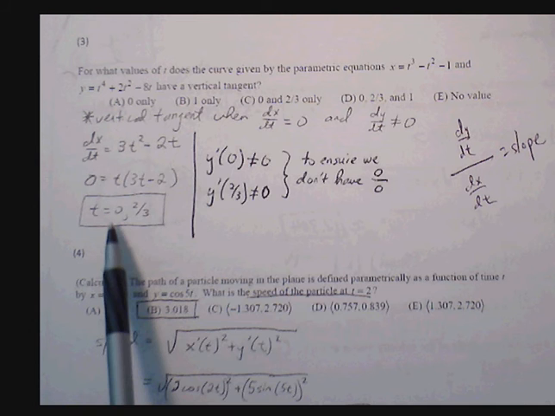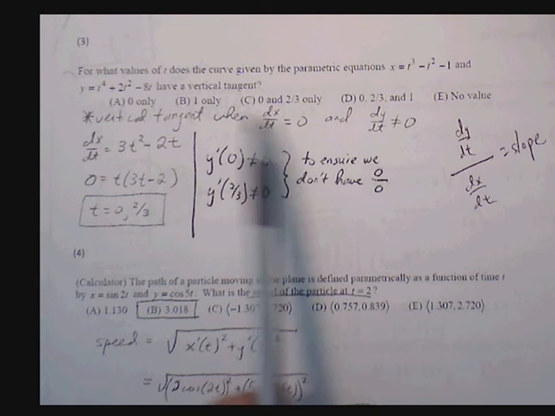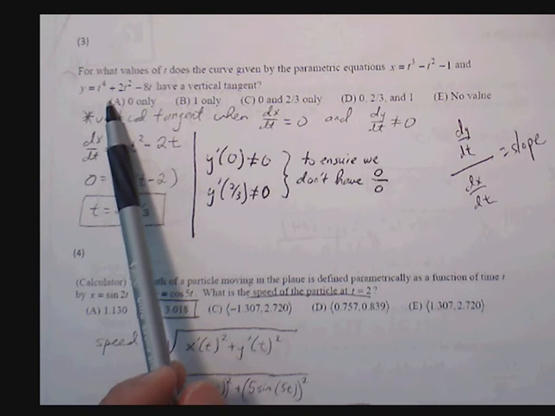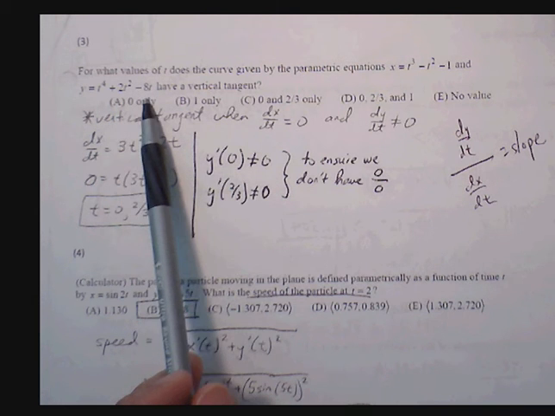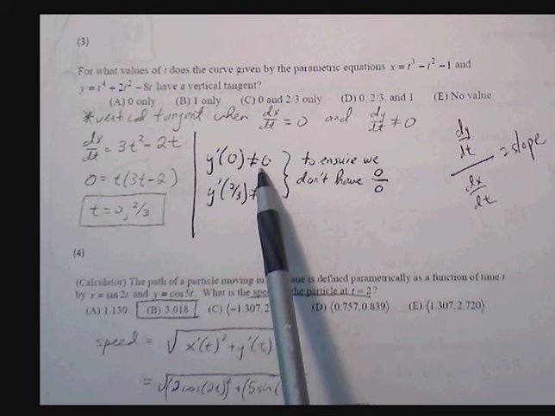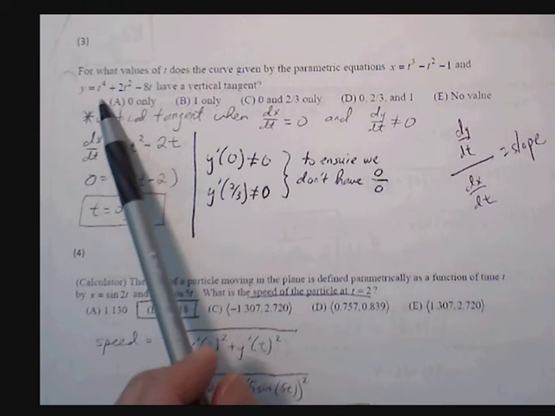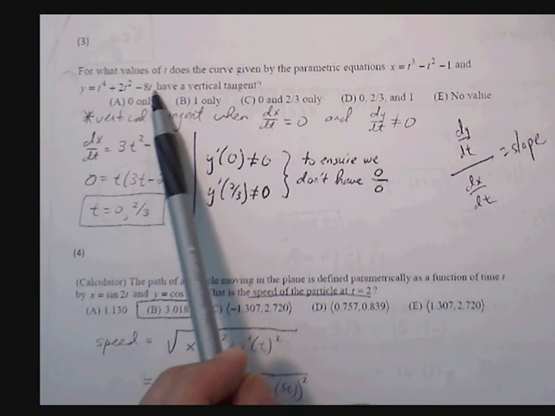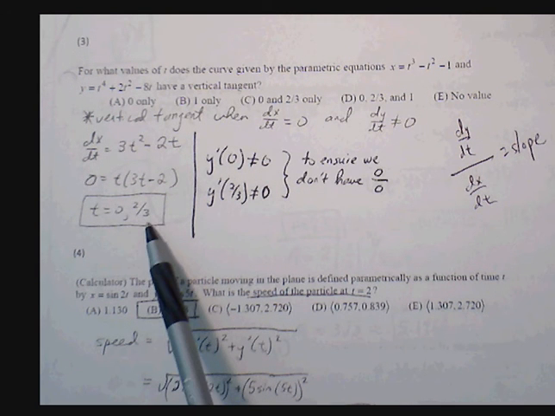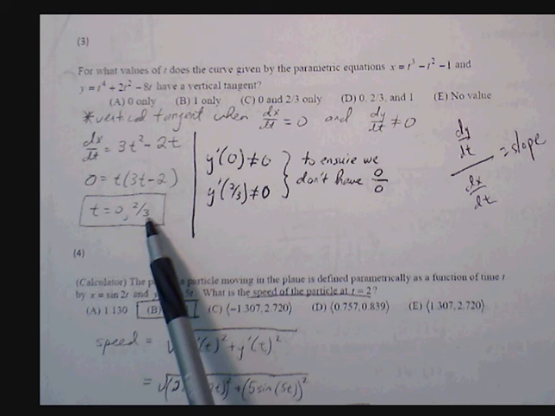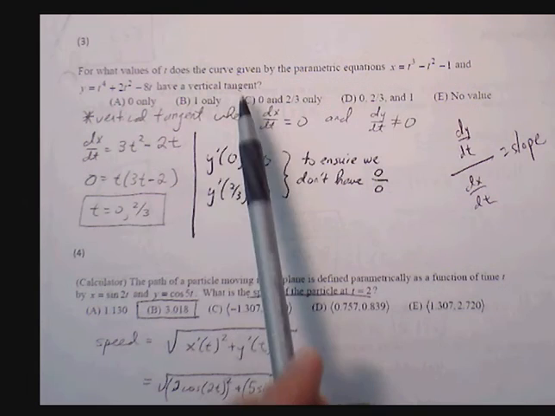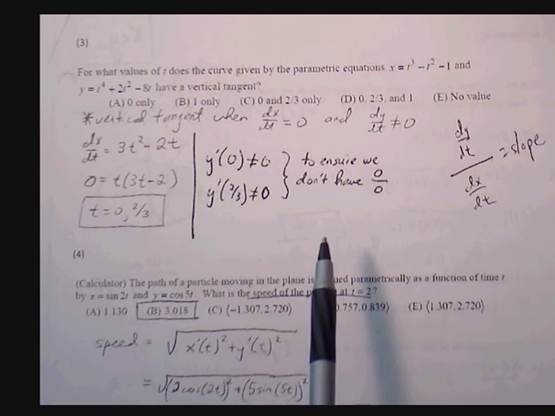Okay. And if we plug 0 into y prime, y prime will be 4t cubed plus 4t minus 8, and that will produce a value that is other than 0, so that's okay. If we plug 2/3 into dy/dt, we're also going to get a non-zero value, so that ensures that both t values of 0 and 2/3 will cause dx/dt to be 0 but not dy/dt, so therefore we will have vertical tangents at 0 and 2/3 only.